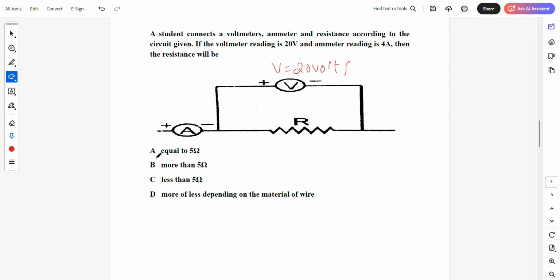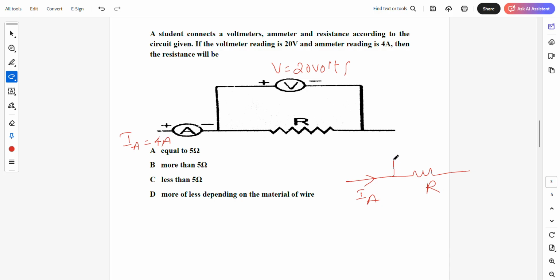And the ammeter reading they have given is 4 amperes. Then what will be the value of this R? We know this is the current flowing here, this is IA, coming like this. Now this is R.